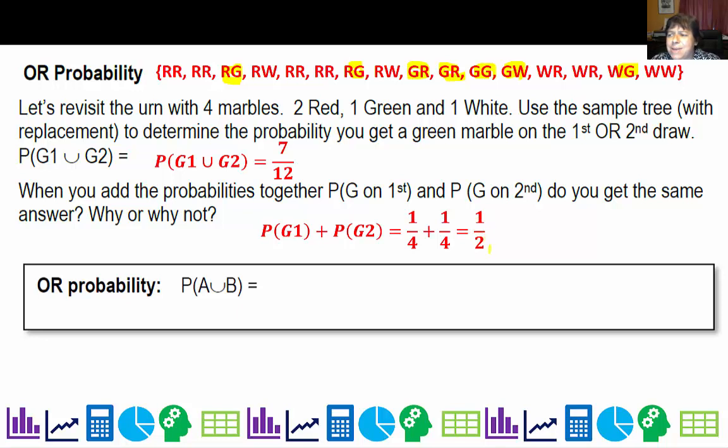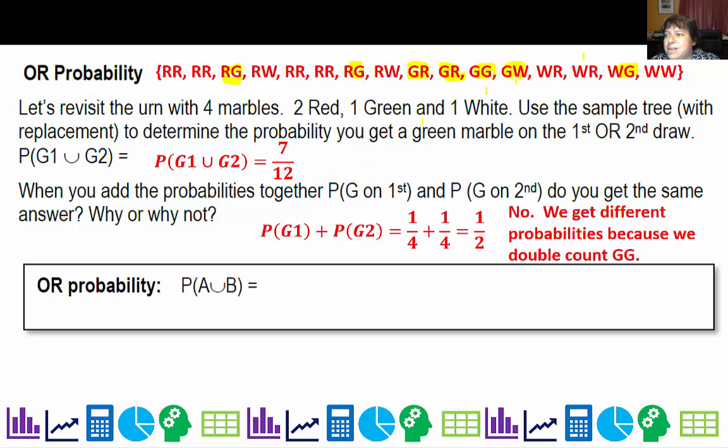Why aren't I getting the same answer here as I was up here? Well, we're not going to get the same answer because we double counted this one right here. It's in the answers for when green is first, there's 1, 2, 3, 4. But it's also part of the group when green is second. So it's double counted. How do we fix that? Wherever there's that overlap, we have to subtract the double counts out, or the double probabilities.